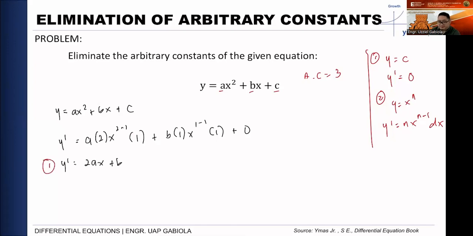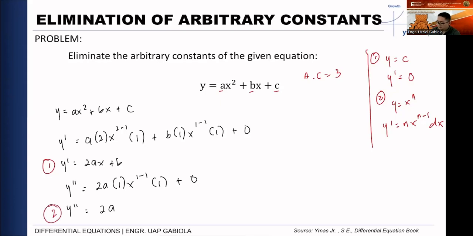Next derivative. Okay? So, derive mo yung first derivative. So, ito will be double prime, so 2a, 1, x1 minus 1 times 1 plus 0 kasi constant na lang siya. So we simplify, y double prime is equals to 2a, yan na lang. Okay? So this is our second derivative.